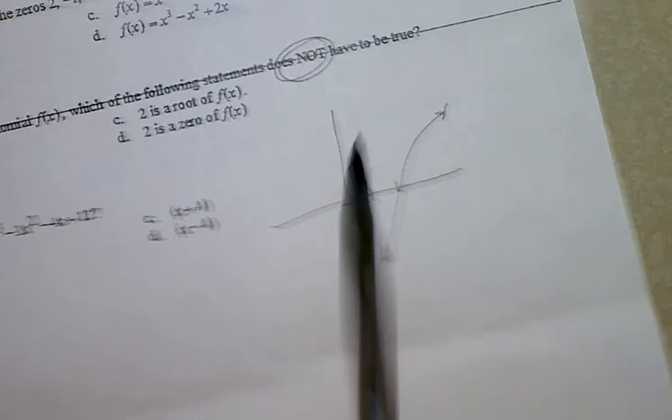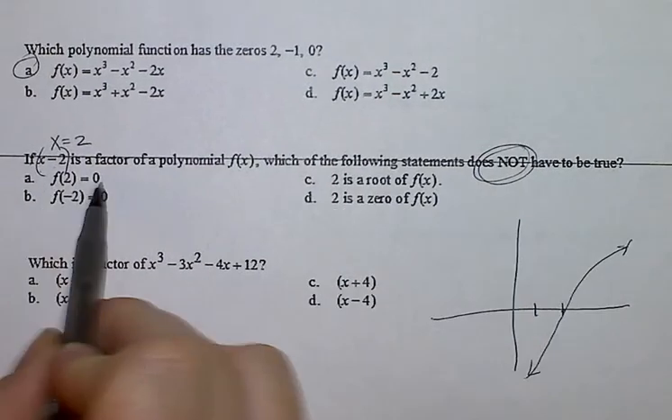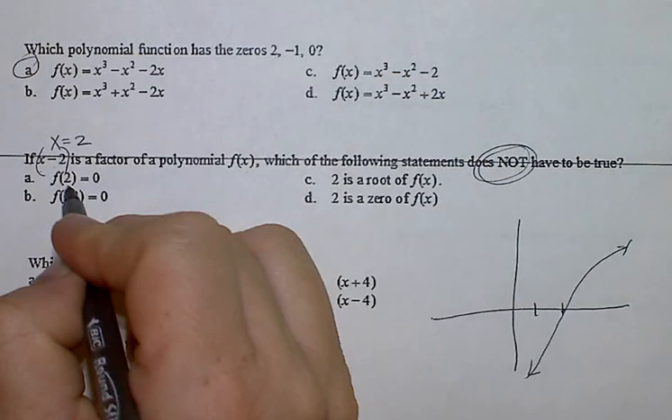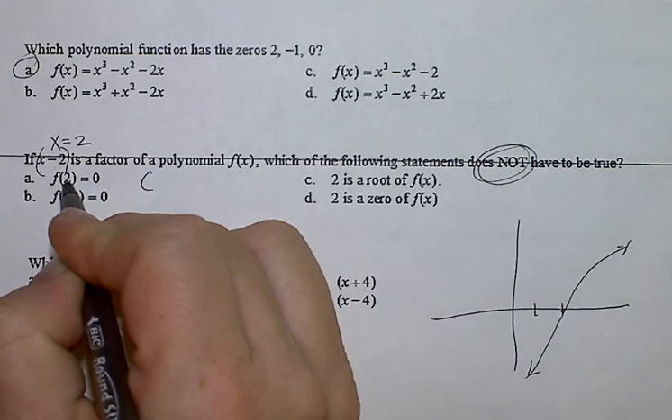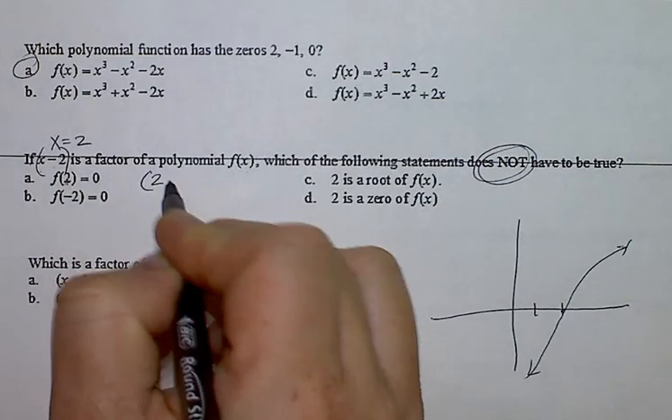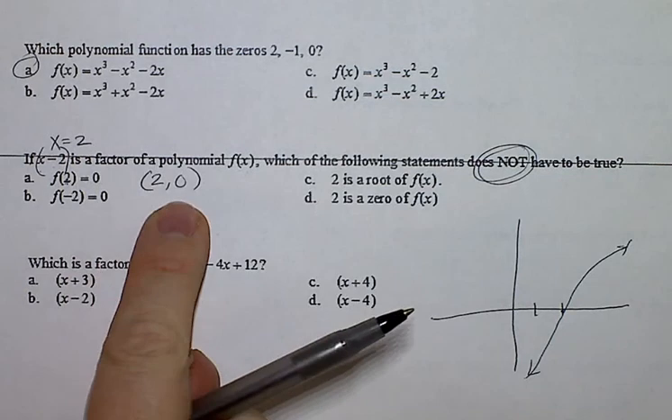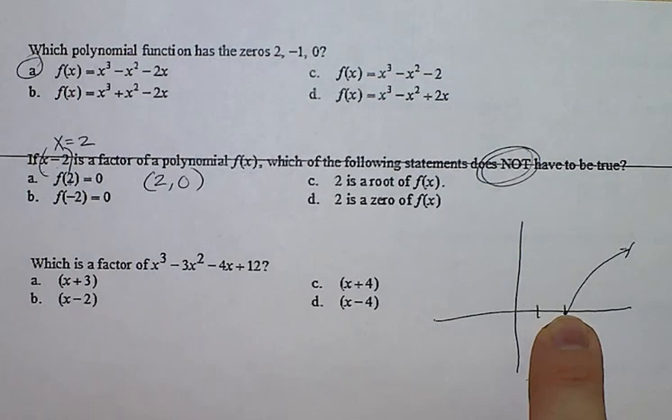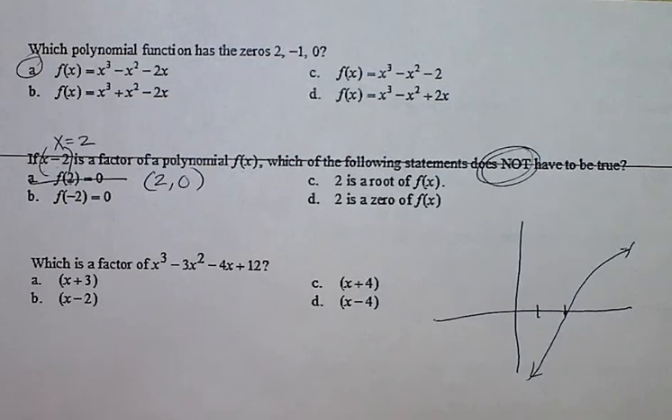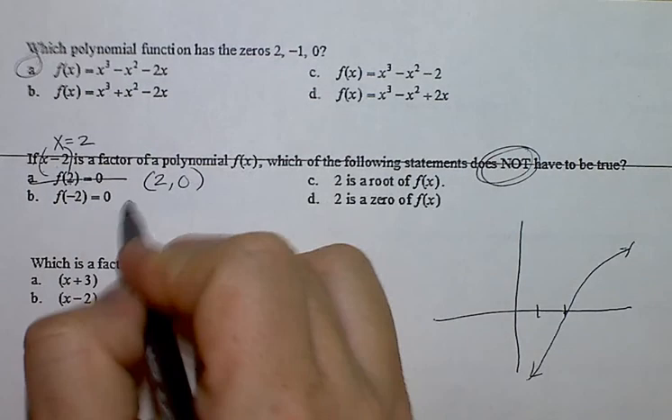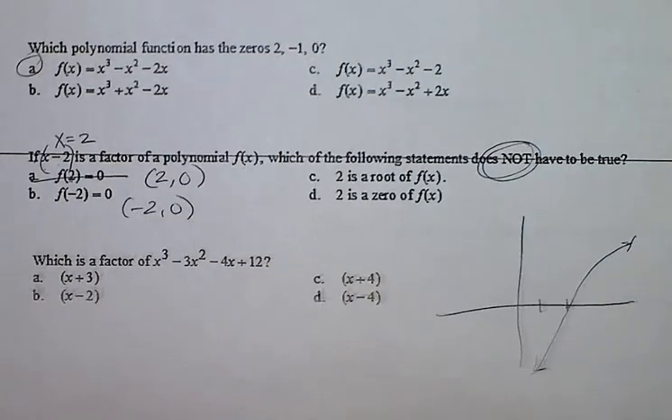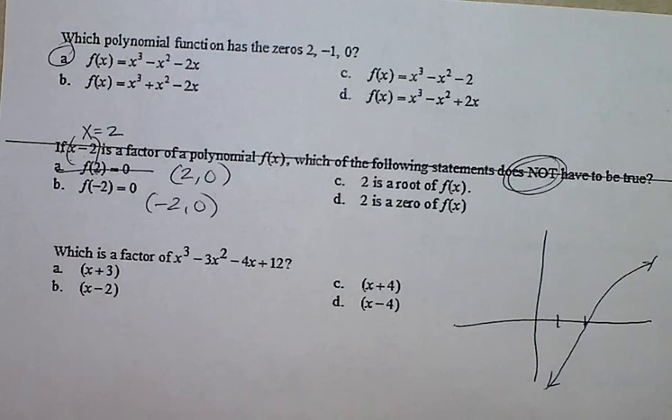So let's start here. What does this mean? Because there was some confusion yesterday. This means when the x value is 2, the y value is 0. So is 2, 0 part of this function? Cross it out. Is -2, 0 part of this function? Do we know? I don't know.